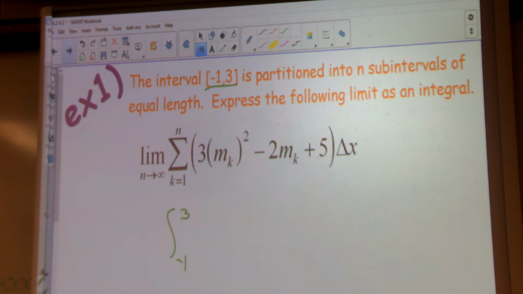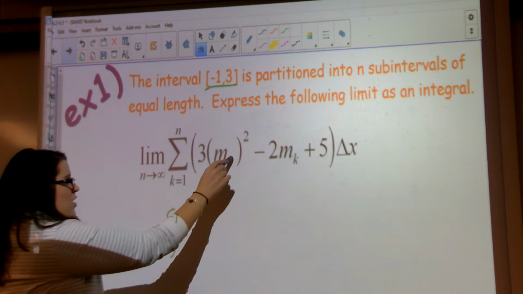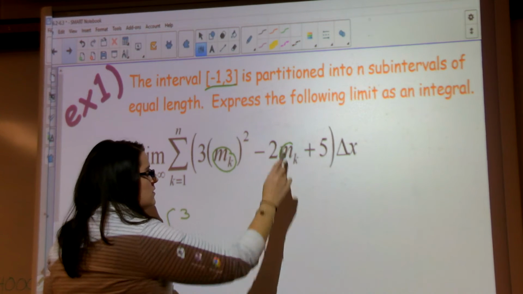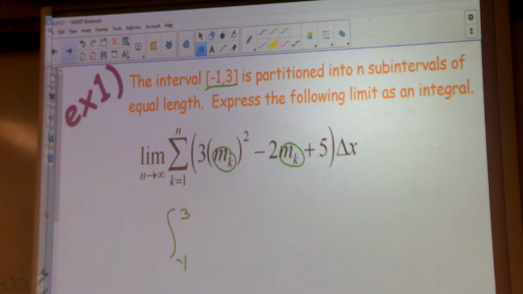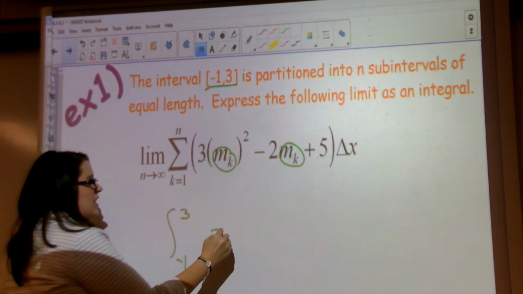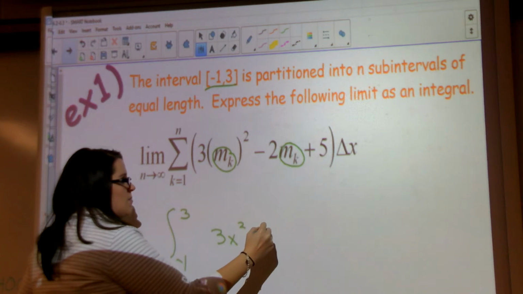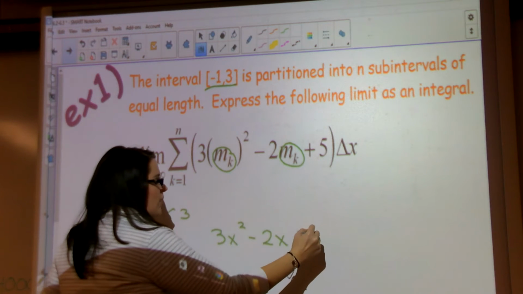I need to identify my function. So do you see my counter in the variable? We're just going to replace that with regular old x. Just make it a user-friendly variable like x. So I would have 3x squared minus 2x plus 5.